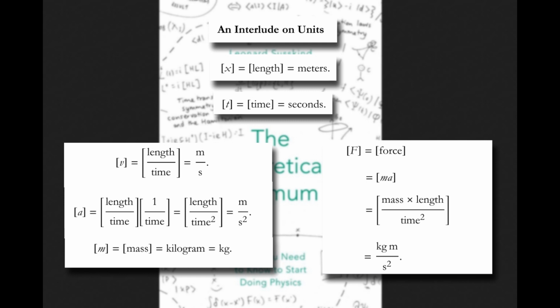The unit of mass that we will use is the kilogram. It is defined as the mass of a certain lump of platinum that is also kept somewhere in France. Thus, m, which is mass, equals kilogram equals kg. Now let's consider the unit of force.